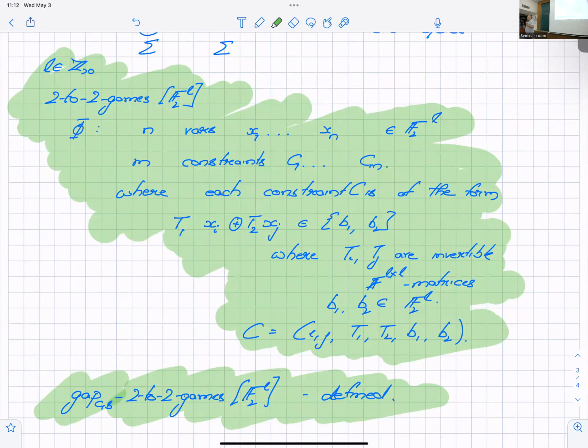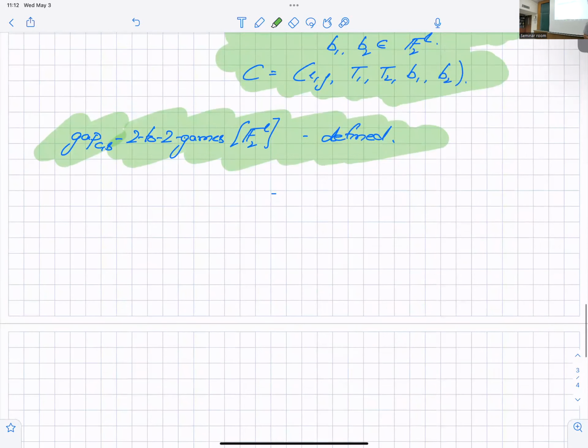Notice this is exactly the 4-cycle form that I said. And the alphabet here is F2 to the L. The alphabet is Hilbert size. And basically, the theorem which they proved is the following.